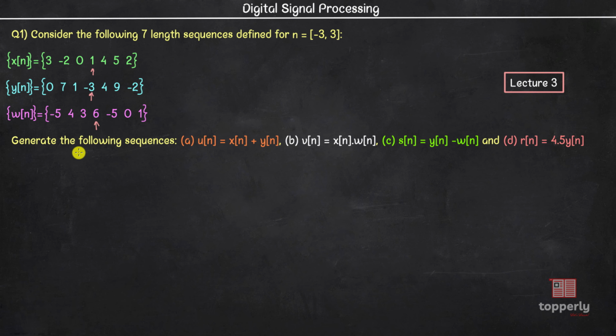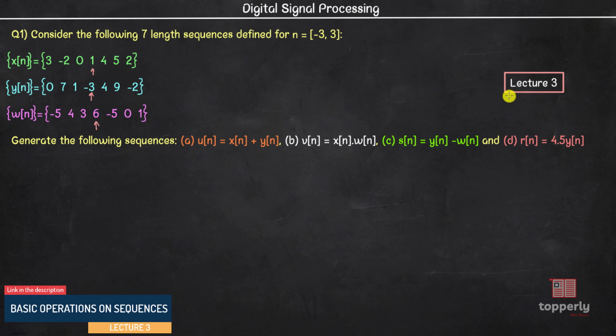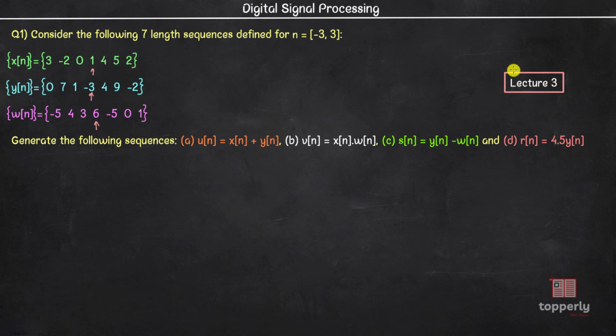Now we need to generate the following sequences: u of n, v of n, s of n and r of n. For those who are unfamiliar with the theory on operation of sequences, please refer to lecture 3 of our lecture series. The link to this video is available in the description below.